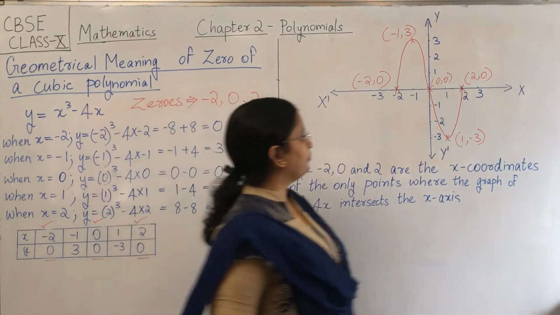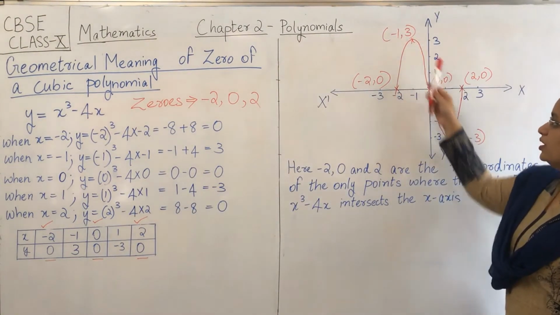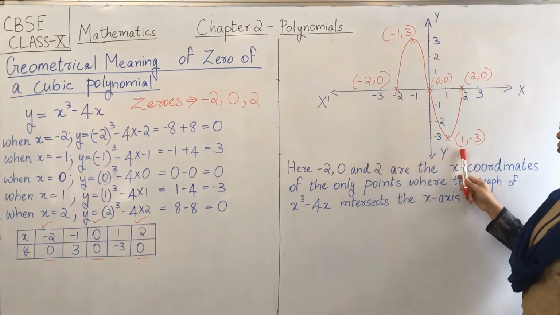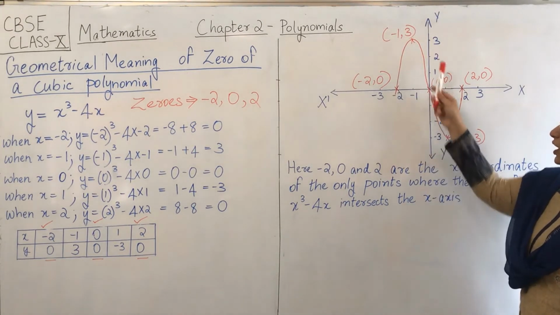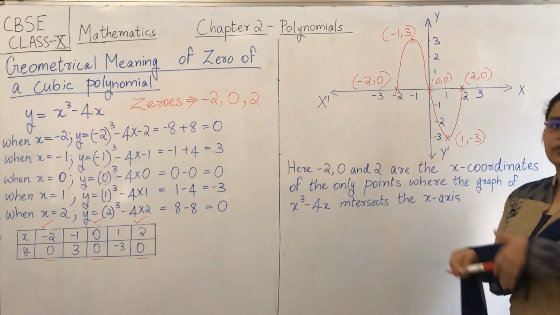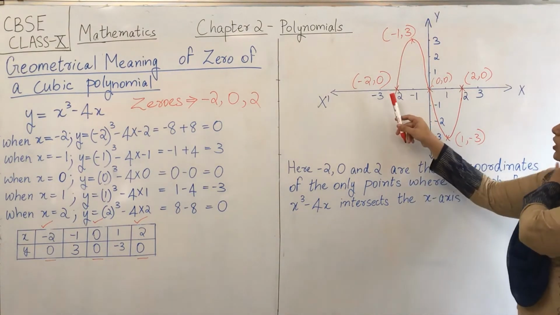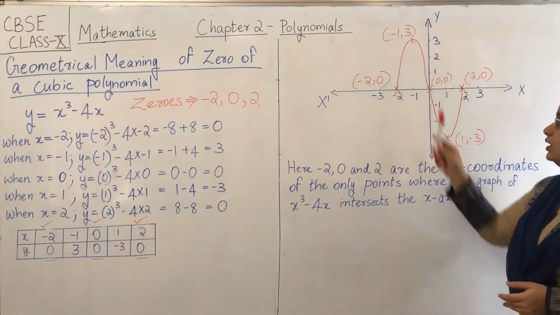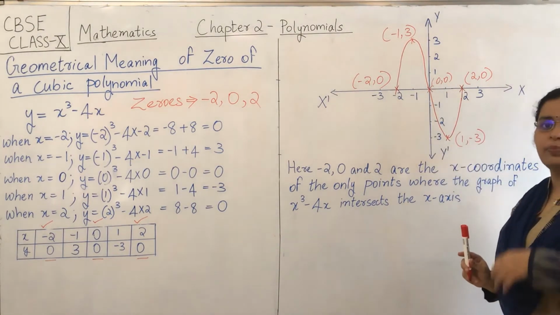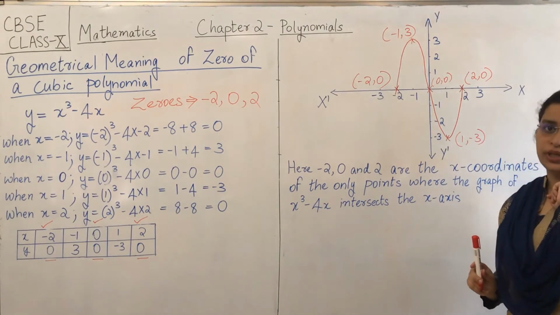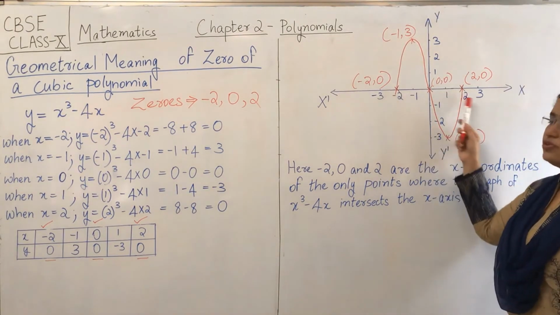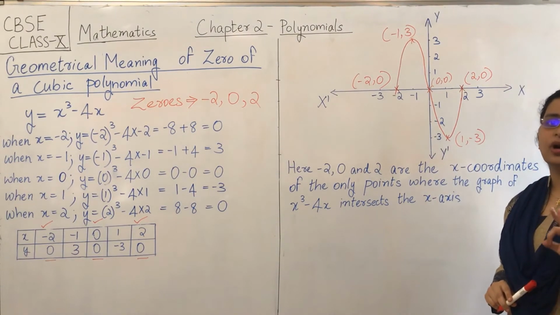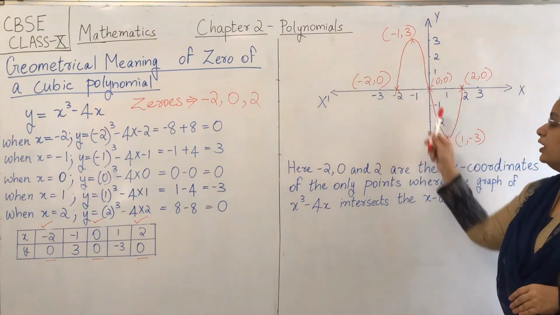This is a graph. Various points are marked: (minus 2, 0), (minus 1, 3), (0, 0), (1, minus 3), (2, 0). And we got a graph like this. When we look at this graph, there are 3 points in which the graph meets the x-axis, right? This point, this point and this point: minus 2, 0 and 2. Why 3 points? Because it's a cubic polynomial. In the case of a cubic polynomial, at most 3 points are intersected when we plot a graph like this.